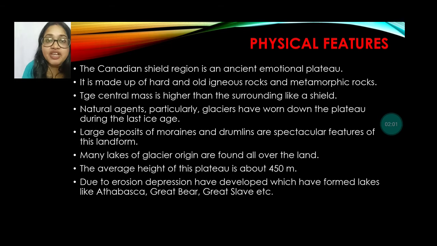Natural agents, particularly glaciers, have worn down the rock during the last ice age and deposited all the eroded material in this region, making drumlins or moraine type of features. Drumlins or moraines are a type of glacier-deposited landform. Many large lakes were also formed in this region by glacier melt water.